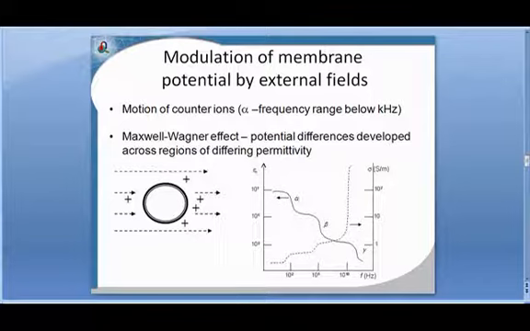So in the previous two examples, we looked at intrinsic electric fields surrounding biological membranes. And for the next examples, we're going to look at the modulation of membrane potentials by external fields. And this is related to the subject of dielectric spectroscopy. So we have different physical mechanisms that can affect the dielectric response of living cells, whether in suspension or a tissue region.